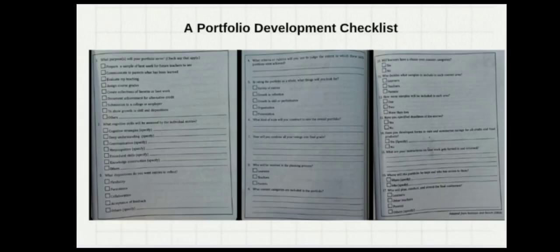Lastly, we have a portfolio development checklist. All you have to do is to know what purpose your portfolio will serve. If that applies to you, you can check any of that. For example, number 1, prepare a sample of past work for future teachers to see. If that applies to you, then check it. For example, communicate to parents what has been learned, evaluate my teaching, and so on and so forth.